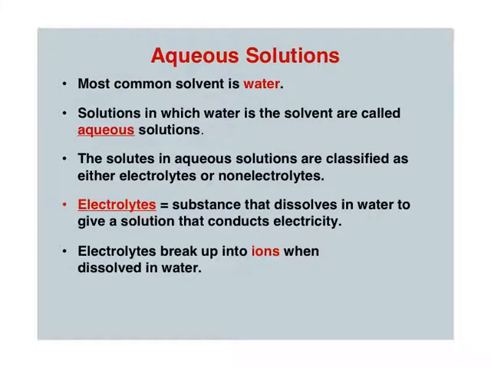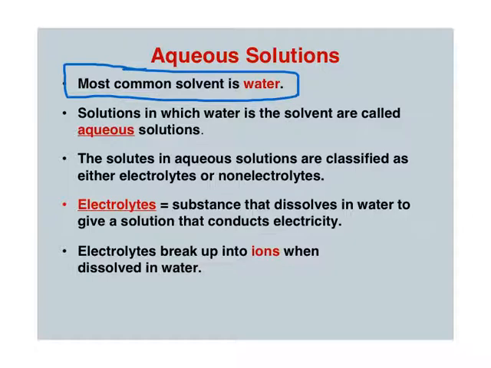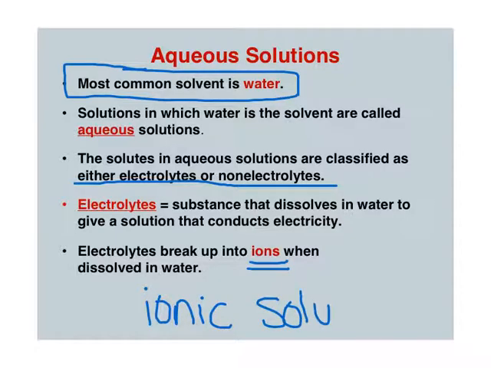This is the ones we were talking about before, aqueous solution. This is anything where the solvent is water, where whatever you're mixing in or dissolving is dissolved in water. Now, there are two classes to this. You either have electrolytes or non-electrolytes. Electrolytes, as you can read, are substances that dissolve in water to give a solution that conducts electricity. These break up into ions. So if it's an ionic solute, it's going to be an electrolyte, okay?